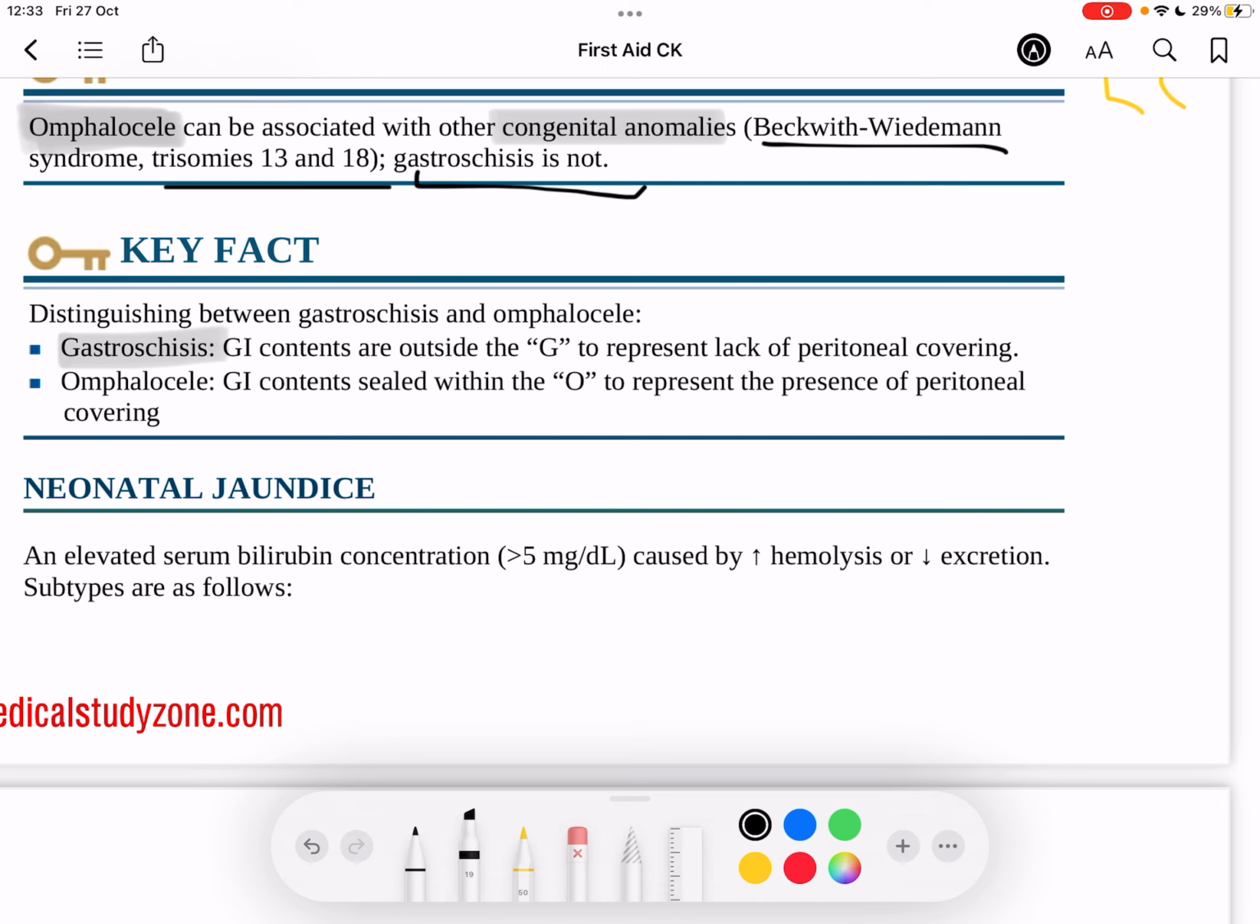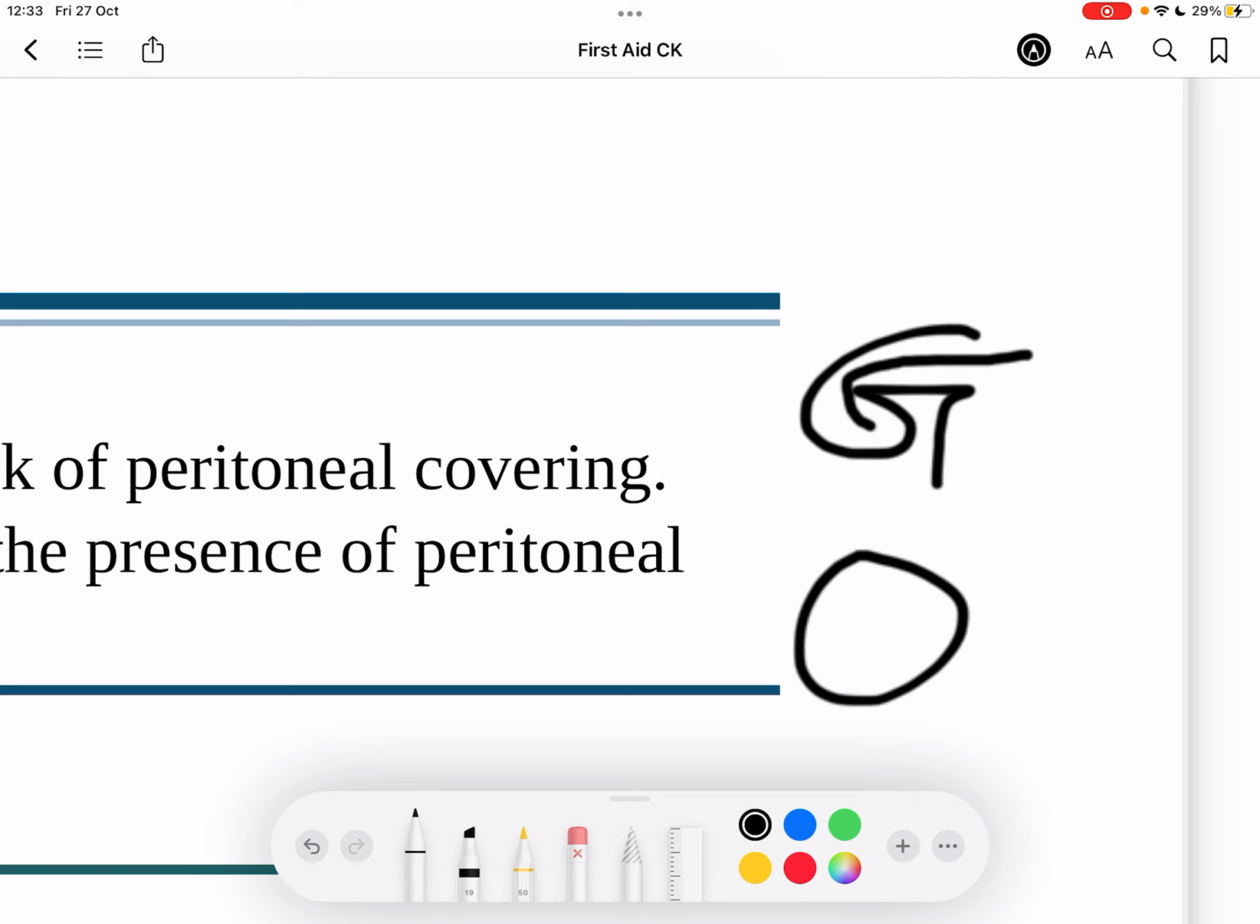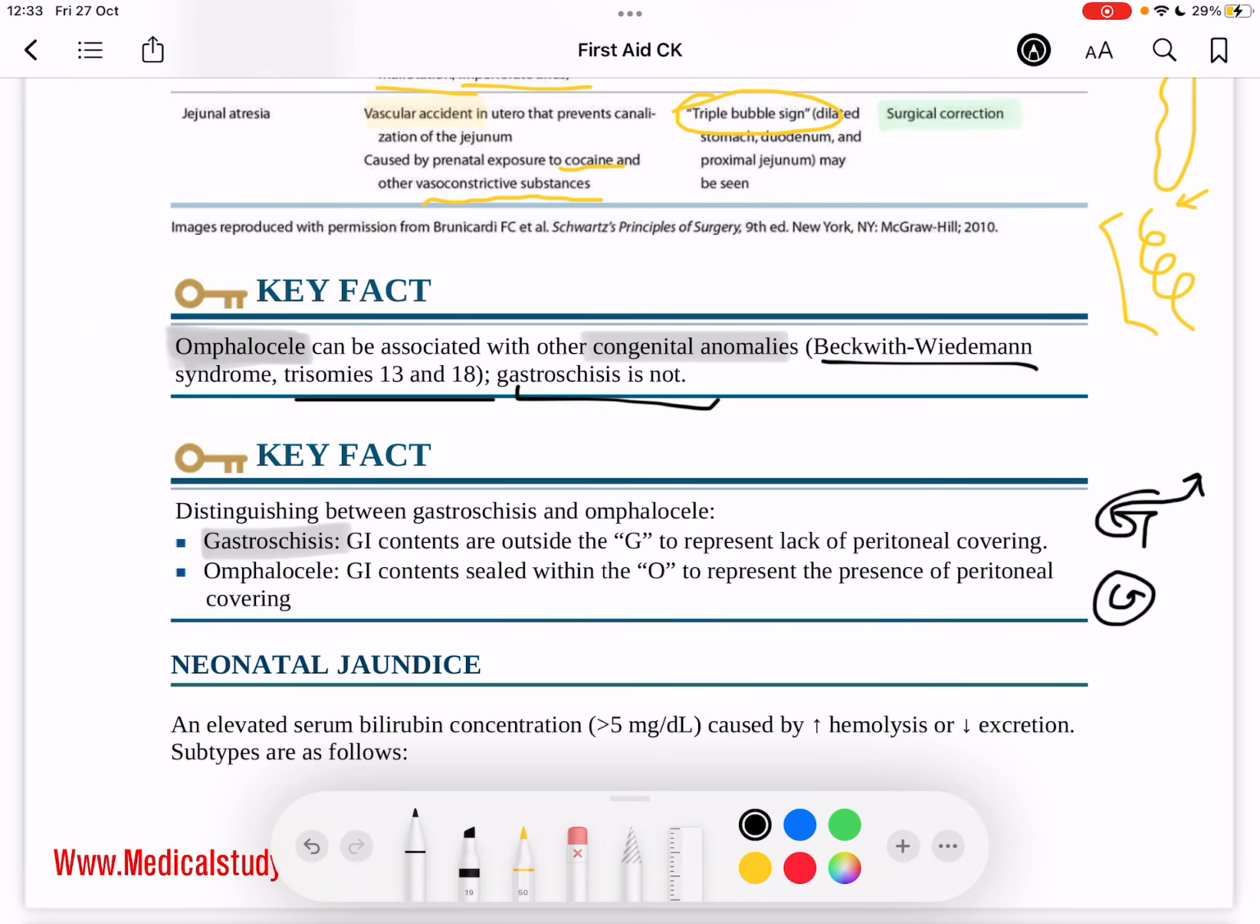Another key fact, and this is just to help you remember which is the gastroschisis, which is the omphalocele. Gastroschisis, you can just remember the letter G, okay? Whereas omphalocele, you can remember the letter O. So gastroschisis, you can remember that the GI content is able to escape the peritoneal covering, whereas in omphalocele, the GI content is contained within the peritoneal covering, okay? So if you forget it, you can just remember gastroschisis and omphalocele. But if you have done step 1, this is going to be, I'm sure, easy peasy for you. You will easily be able to distinguish the differences, so this might not be so helpful at this stage.